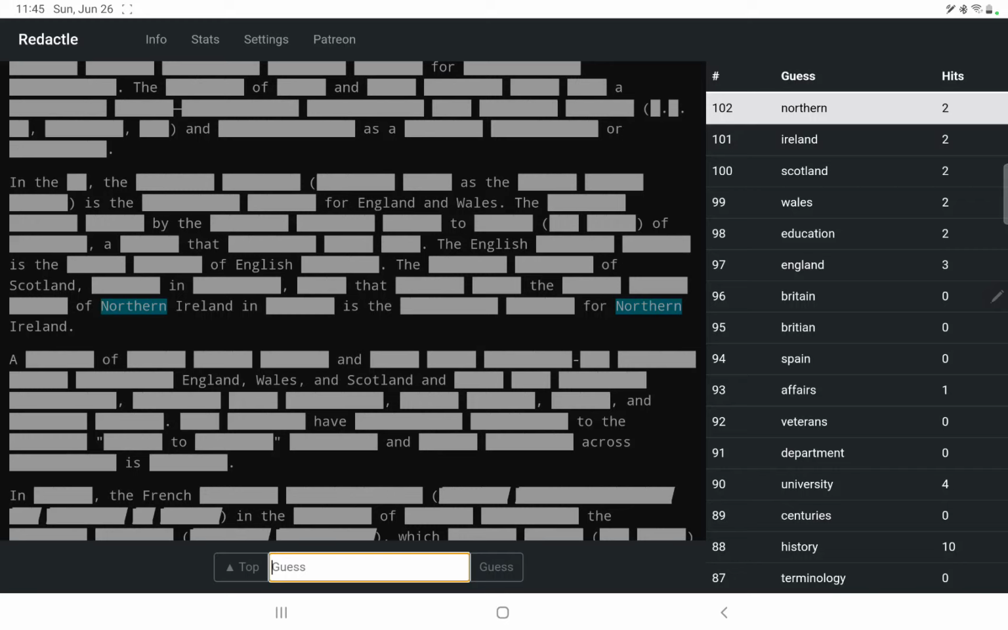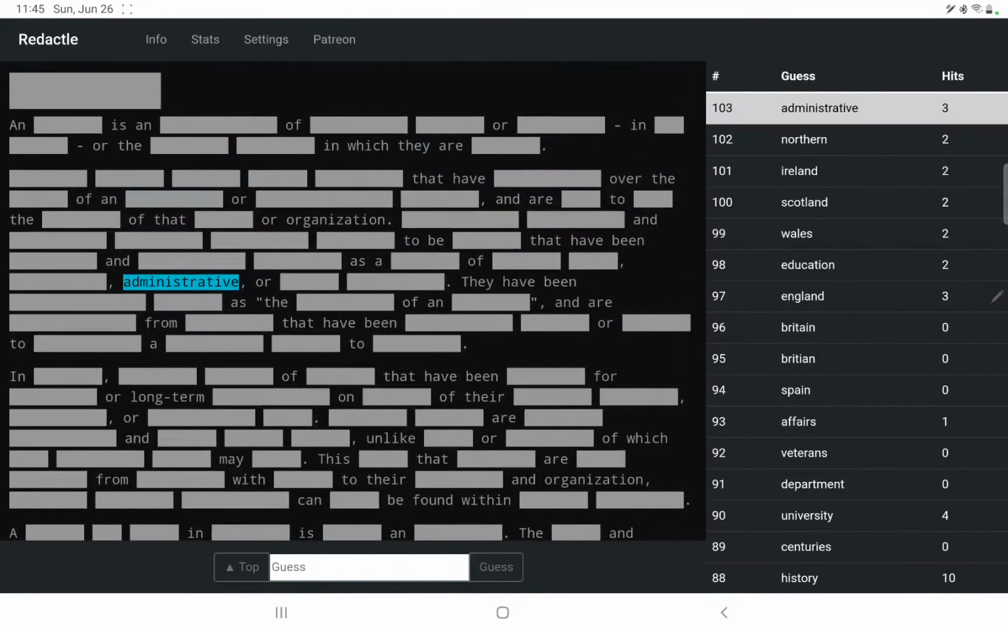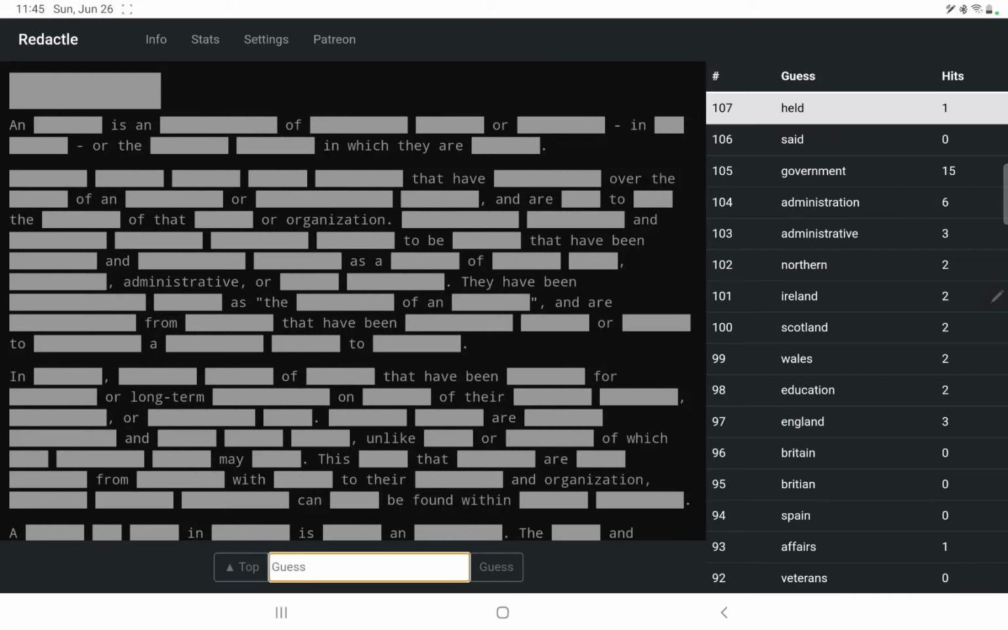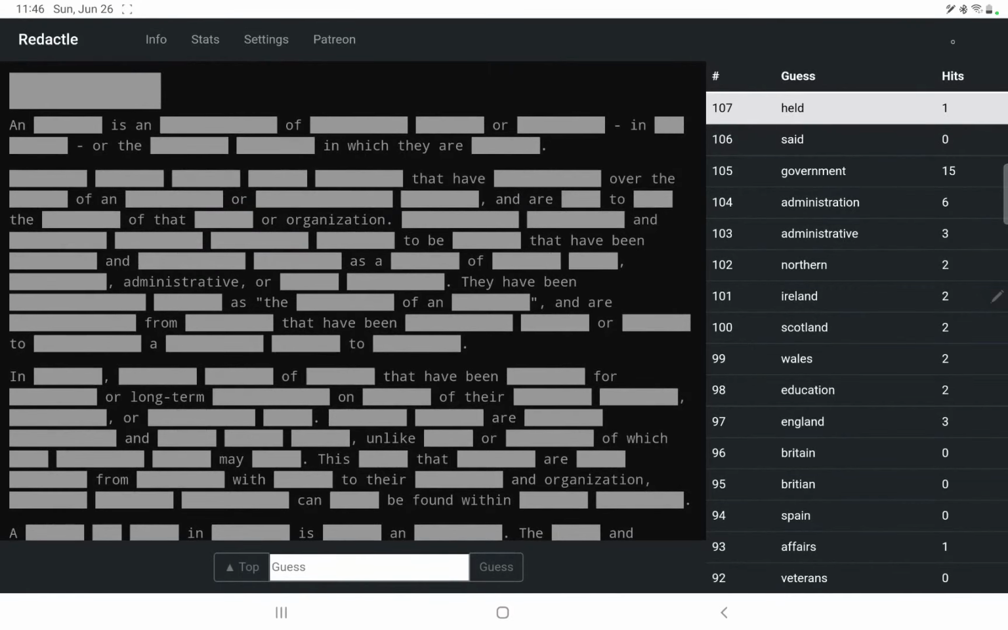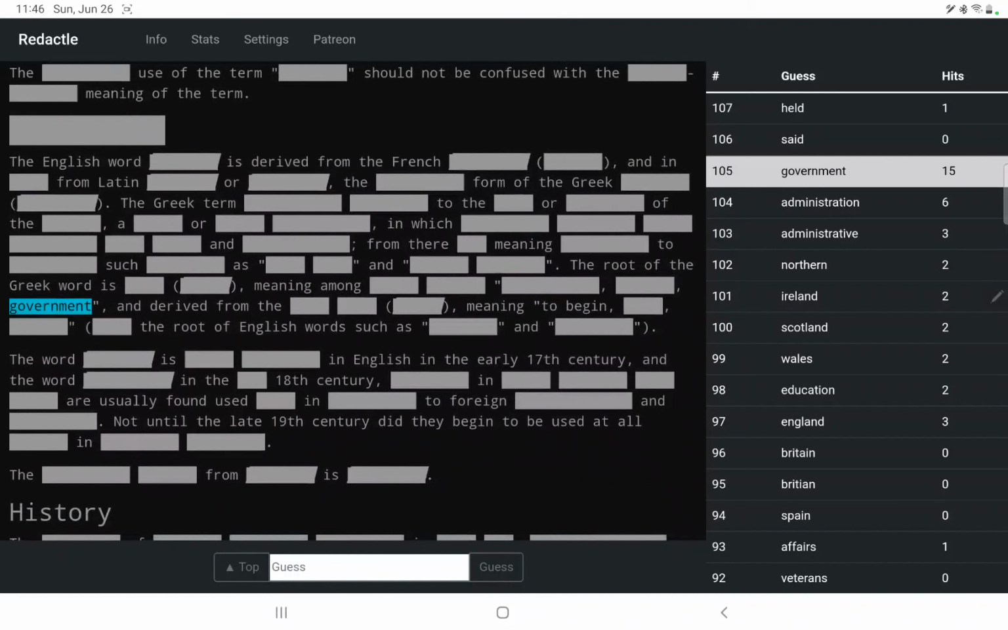This does sound very administrative to me. Three. Oh, okay. Let's try administration. Six. I want to try government as well. 15 governments. And are said, no, and are something held of that something or organization. So that's six. Okay, we have a lot of governments.